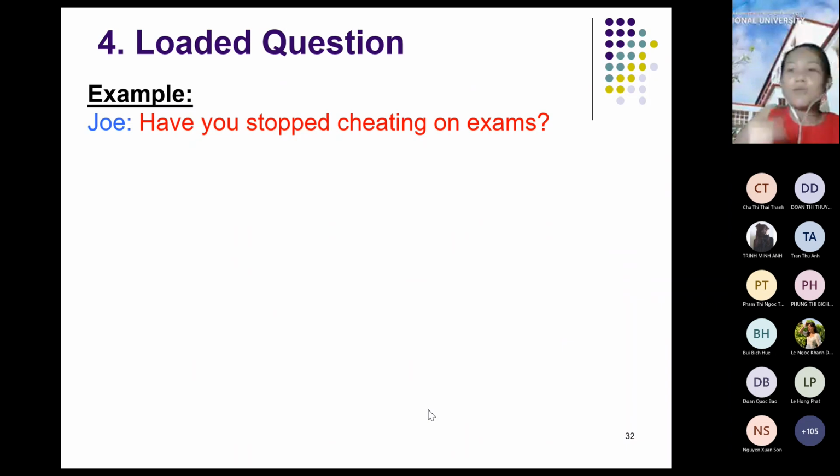Ting Yung, can you turn on your microphone? Yes, teacher. So Ting Yung, have you stopped cheating on exam? Yes. So you told me that you admit that you used to cheat before. I'm not sure. Okay, thanks, Ting Yung. Thanks a lot. That is exactly the same as the example here.